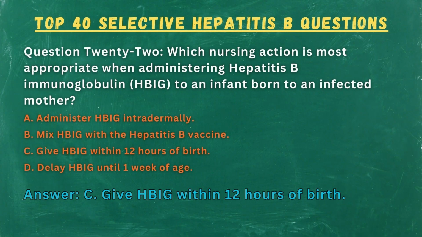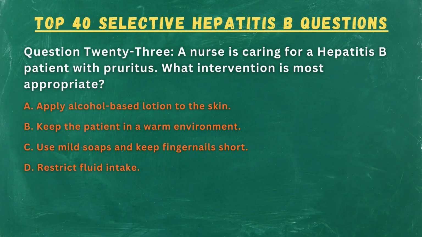Answer: C. Give HBIG within 12 hours of birth. Question 23. A nurse is caring for a hepatitis B patient with pruritus. What intervention is most appropriate? A. Apply alcohol-based lotion to the skin. B. Keep the patient in a warm environment. C. Use mild soaps and keep fingernails short. D. Restrict fluid intake.